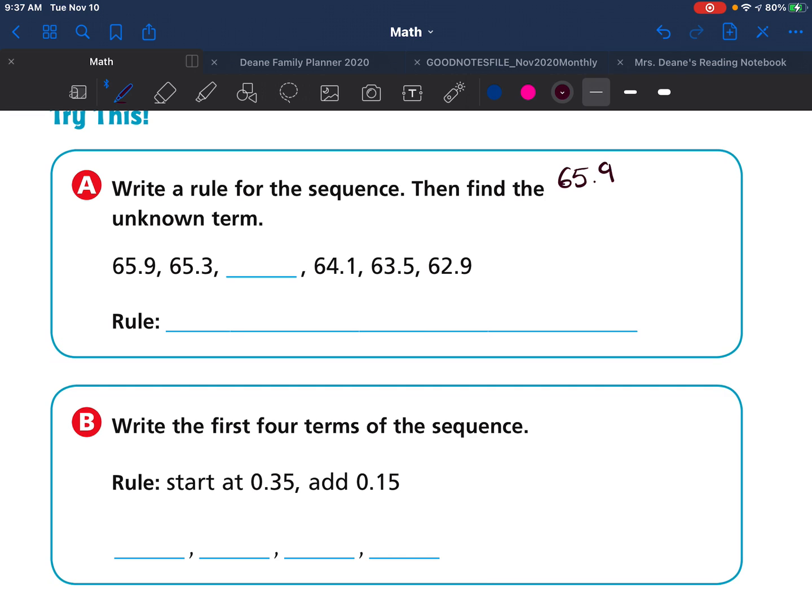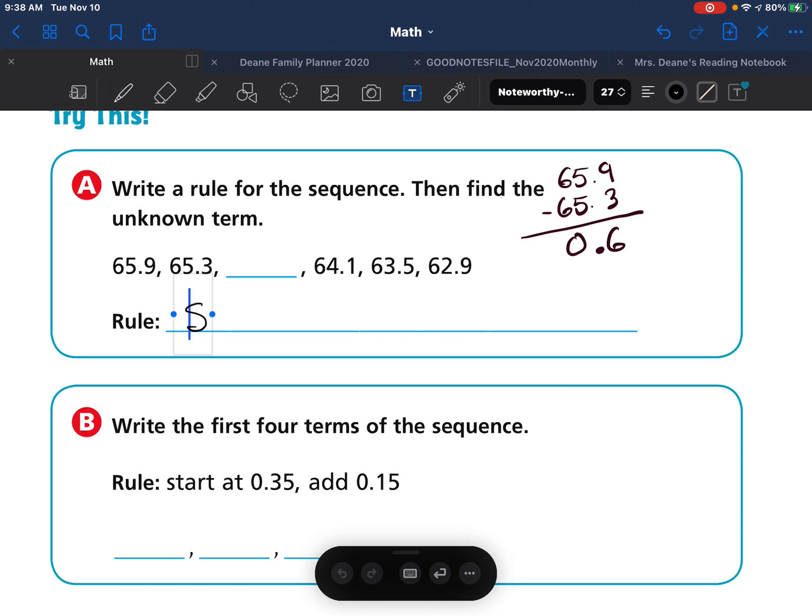So we're going to take 65.9 minus 65.3. 9 minus 3 is 6. 65 minus 65 is 0. It looks like my sequence is decreasing because it goes from 9/10 to 3/10, and then on the other side of the blank spot, it goes from 64 and 1/10 down to 63 and 5/10, and it keeps decreasing. So our rule is going to be subtract 6/10.